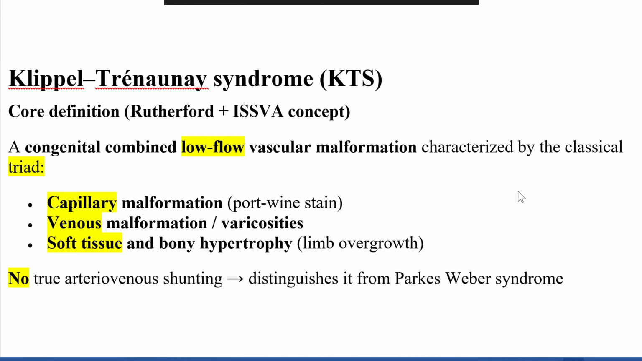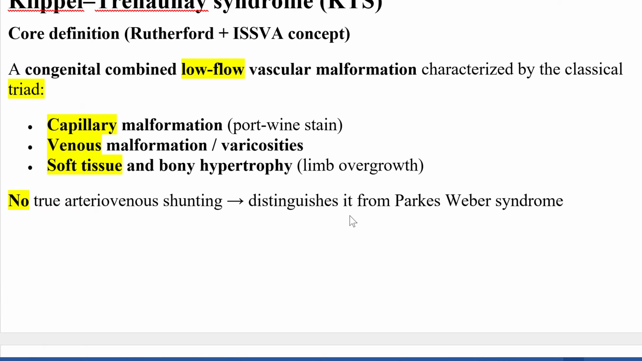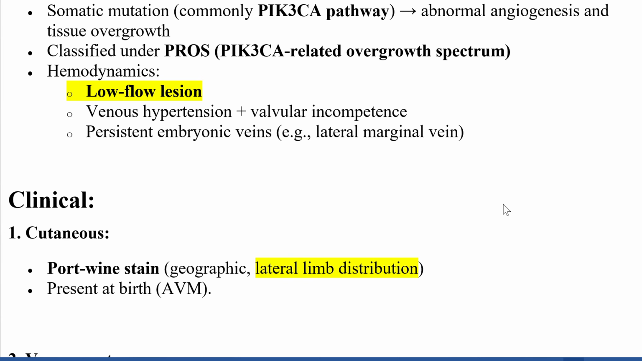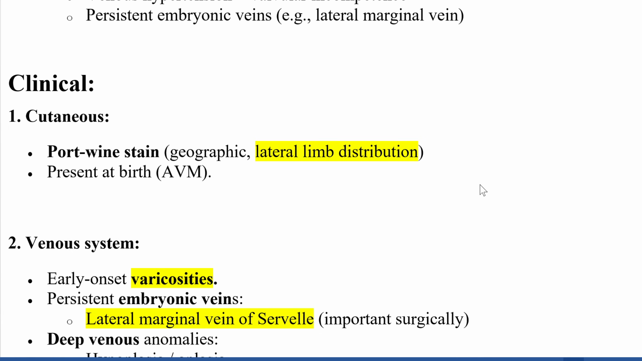This low flow malformation consists of a triad of capillary malformation, venous malformation, and soft tissue overgrowth. And there is no shunting, no shunting. Pathophysiology: commonly this is genetic, including the PIK3CA pathway. In the hemodynamics, there will be venous hypertension, valvular incompetence, and the persistent embryonic vein.